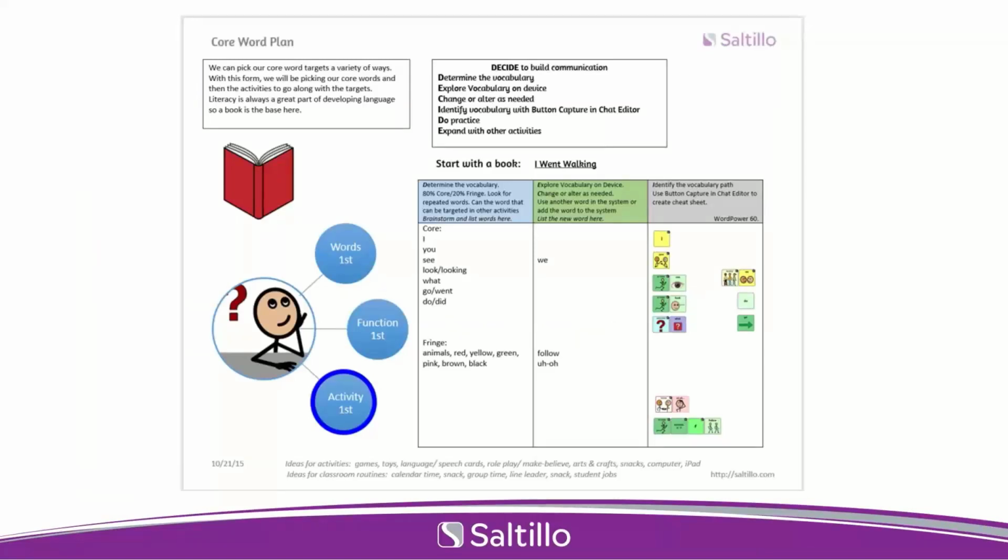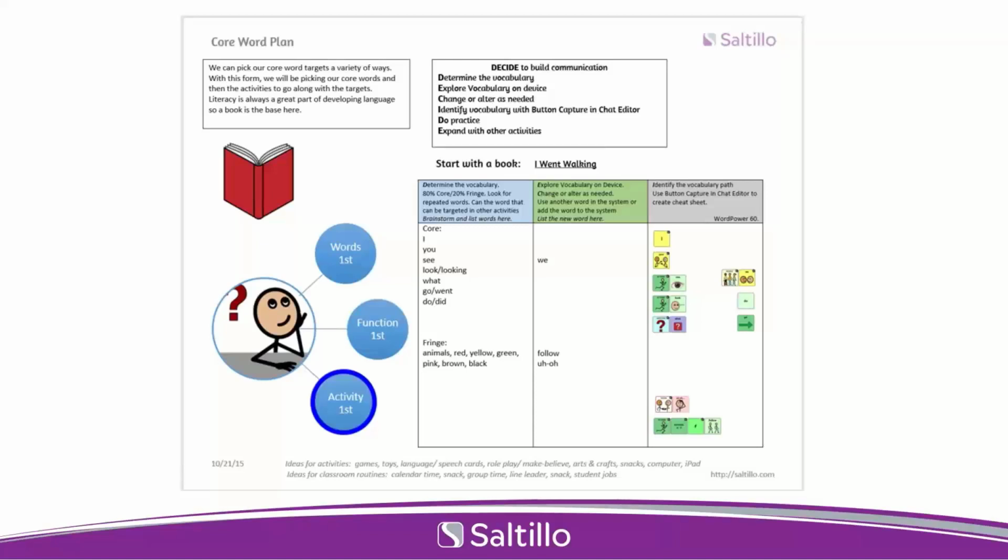Okay, so this is the form, like a blown up version of it, but you have this as well. As you can see, I have the title of the book at the top, and we're going to determine the vocabulary on the very left column. So the core that I chose for this book is I, you, see, look, looking, what, you can read it. And then there's fringe. Our fringe words are the words like nouns, not as commonly used. Those words would be animals, red, yellow, all the colors. So describing words are fringe words. Color words are fringe words, excuse me. Not all describing words are fringe words.